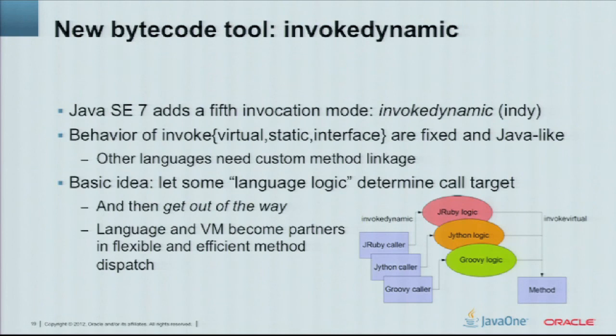So the VM and the language become partners in call site linkage, in such a way that the VM can ask the language, what would you do here? And under what conditions might you do something different? So the VM knows it doesn't have to keep asking, what would you do here, what would you do here?